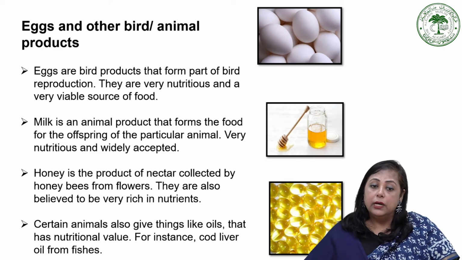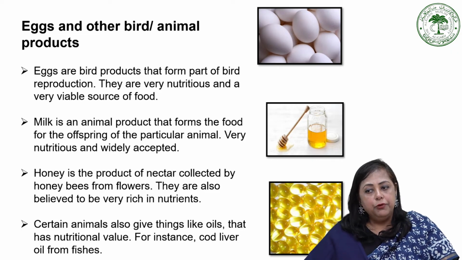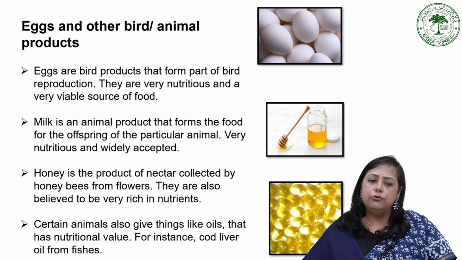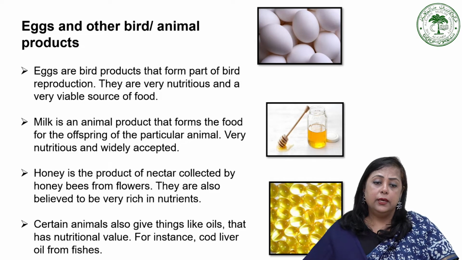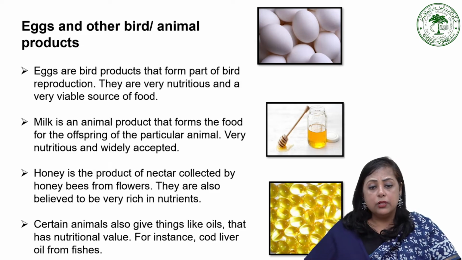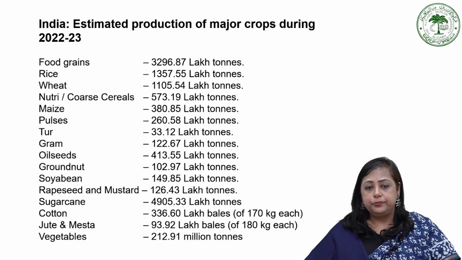Honey is the product of nectar collected by honeybees from flowers. It is also believed to be very rich in nutrition. Everything from a very young child, a newborn child, is being fed with honey. So honey has nutritional value. Certain animals also give things like oils. They have nutritious value, for instance, cod liver oil from fishes, very important for structuring the body.